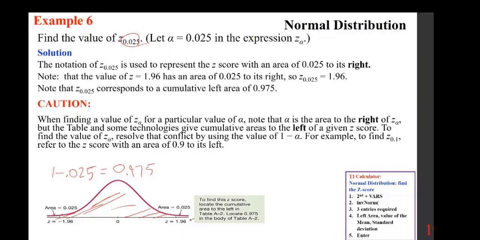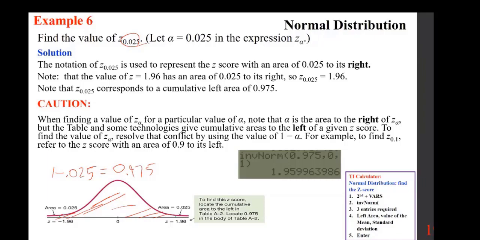And if you want to use a calculator, take a look at, again, the information at the bottom right. You use inverse norm, which means normal, and you put 3 entries. So see how it works. You put inverse norm. How do you find that? Again, second and variables. You put 3 entries, the left area, 0.975, mean and standard deviation, and it gives you those answers.